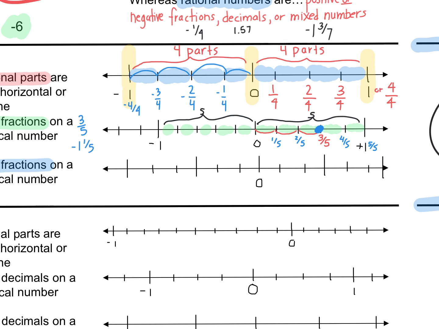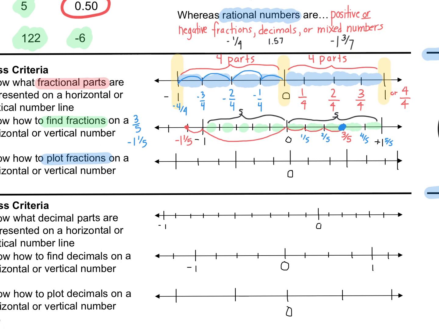Now this one says -1 and 1/5. So I have to go all the way to -1. So I'm going to go from 0 and I'm going to go all the way over to -1. And then I have 1 more part, 1 out of 5 parts. So I'm going to go 1 more part. So that means I am right here. So my new point is -1 and 1/5. So I go past -1 and then 1 more little part. So that's how you find fractions on a number line.